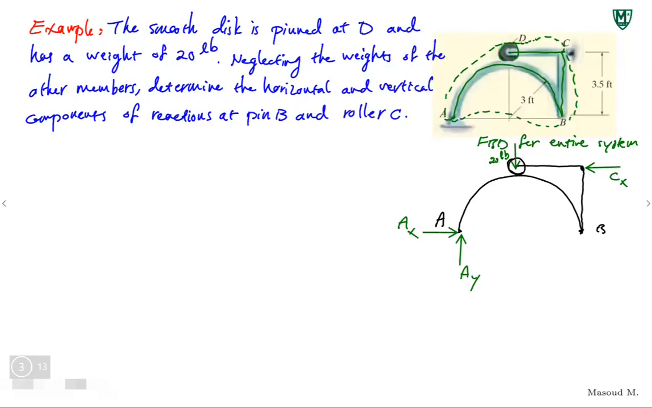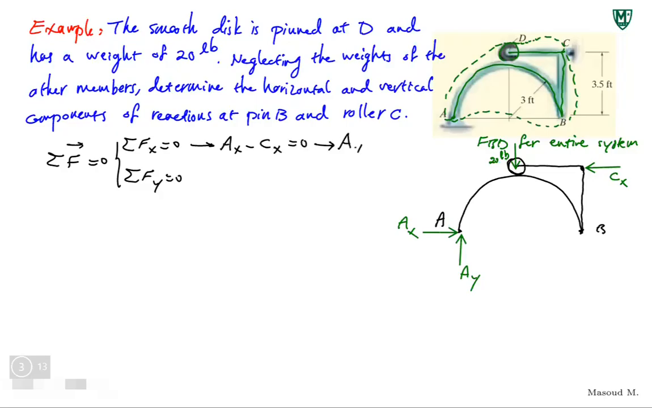So AX, let's just be more methodological and write the equation. Summation of forces is equal to 0. Summation of forces in X direction is 0. Summation of forces in Y direction is 0. In X direction, we'll get AX minus CX is equal to 0. So AX is equal to CX. In Y direction, we get AY minus 20 pounds is equal to 0. So AY is 20 pounds.